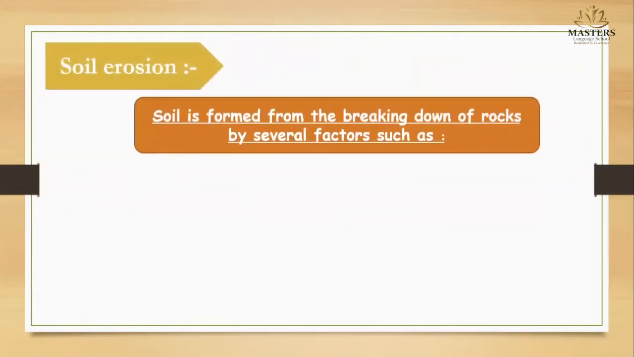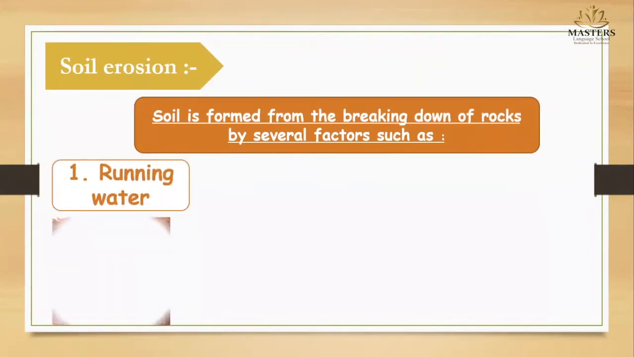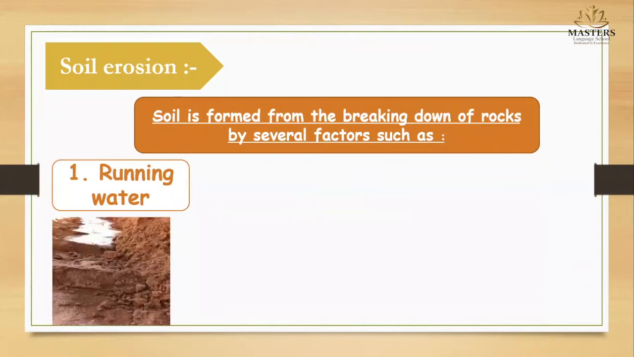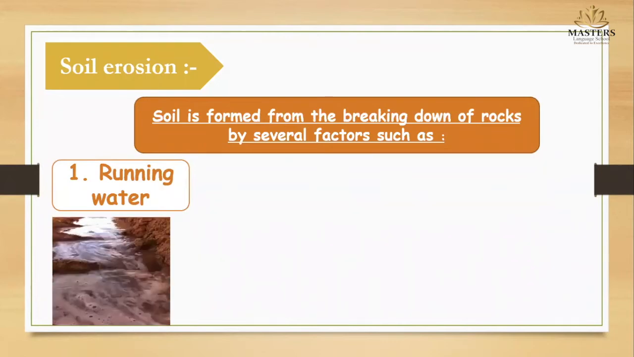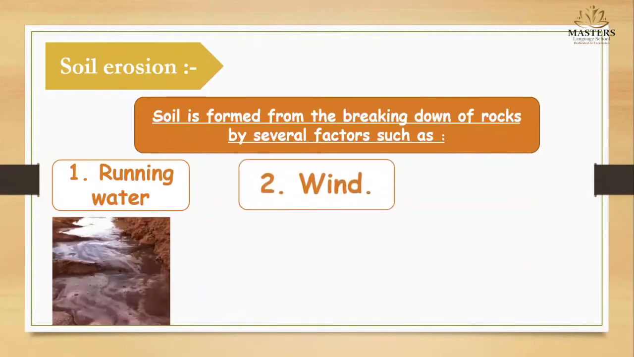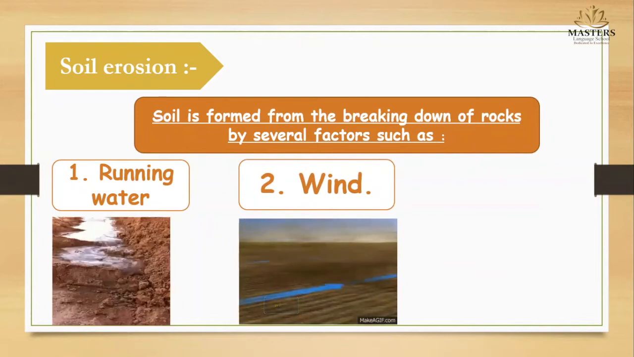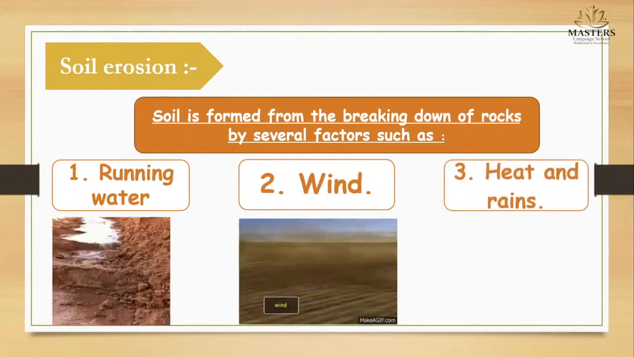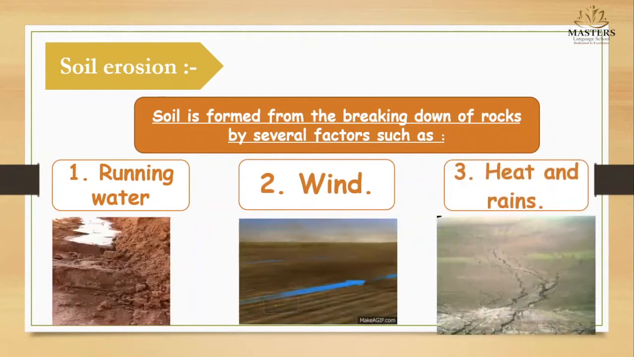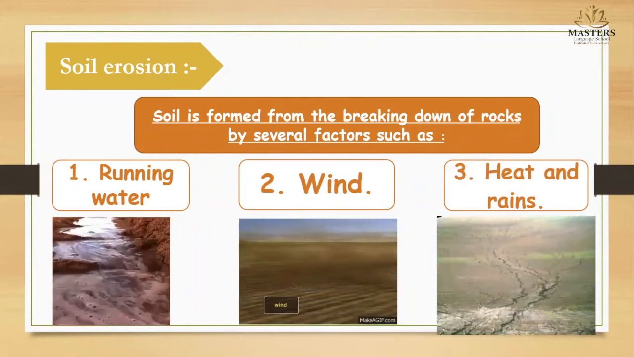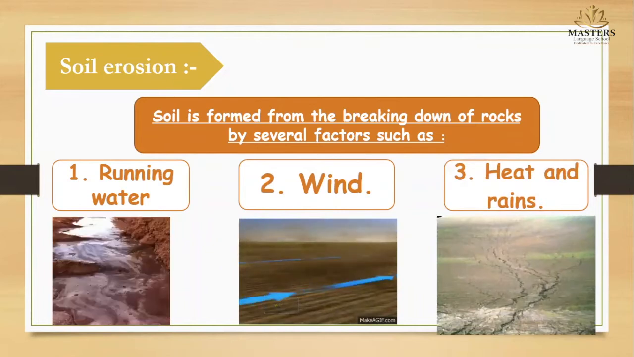Now, how is the soil formed? Soil is formed from the breaking down of rocks by several factors, such as running water. Rocks break down into very small pieces over time by the effect of running water. The second factor is wind. Wind breaks down the rocks, forming soil. The third factor is heat and rain. Heat and rain water break down rocks into small pieces.